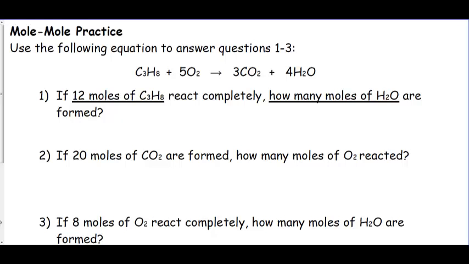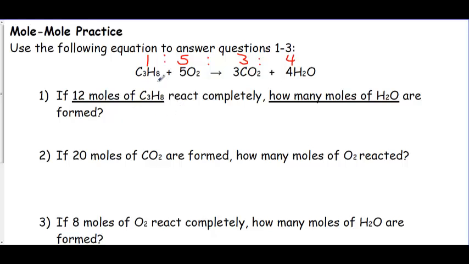So mole-mole practice. Let's use the following equation to answer the following questions 1 through 3. So let's just double check to make sure that the equation is balanced. We have 3 carbons, 3 carbons, 8 hydrogens, 10 oxygens, and 4 here plus 6 is 10. Okay, so our equation is balanced. So the question is, if 12 moles of C3H8, and it's underlined to tell you what we're trying to figure out. So let's set up our ratios here. We have 1, 5, 3, and 4. So those are the proportions needed to double, triple, whatever we're going to do to this quote-unquote recipe.